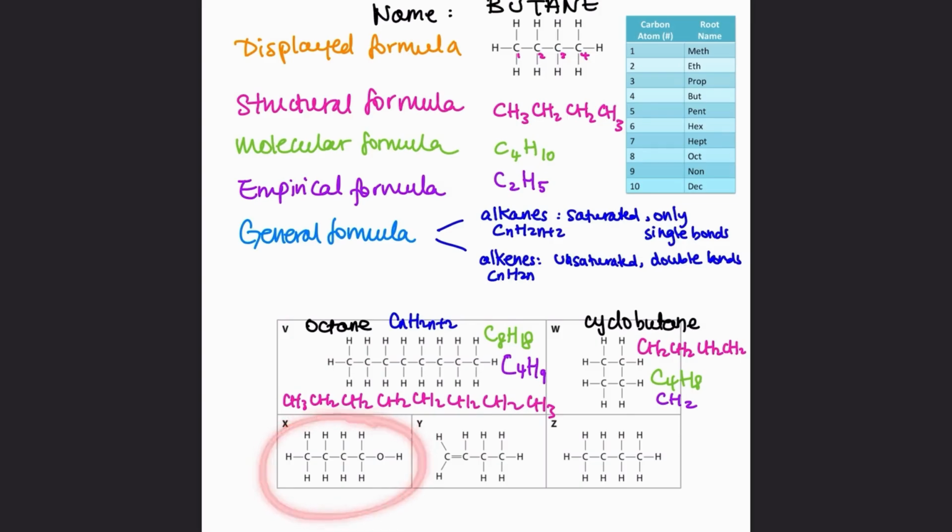X here, same thing, let's name it. How many carbons? 1, 2, 3, 4. So that's a bute. And then what group is it in? It's not an alkane or alkenes because there's an oxygen here. For the triple people, you know this is an alcohol. So this would be a butanol.